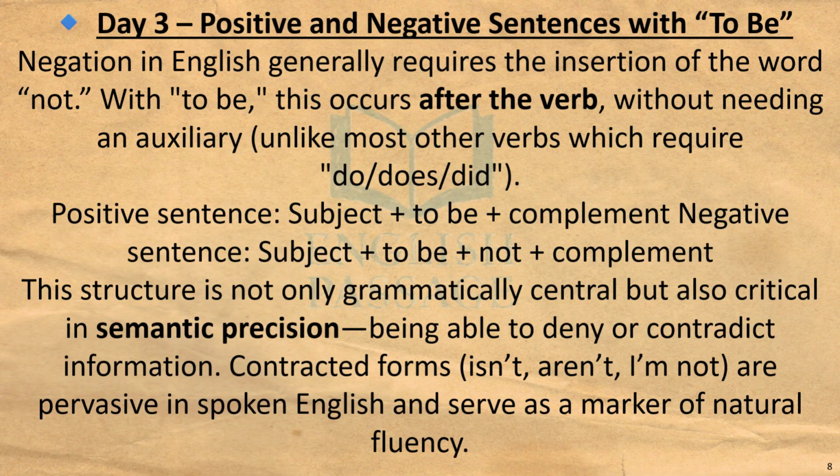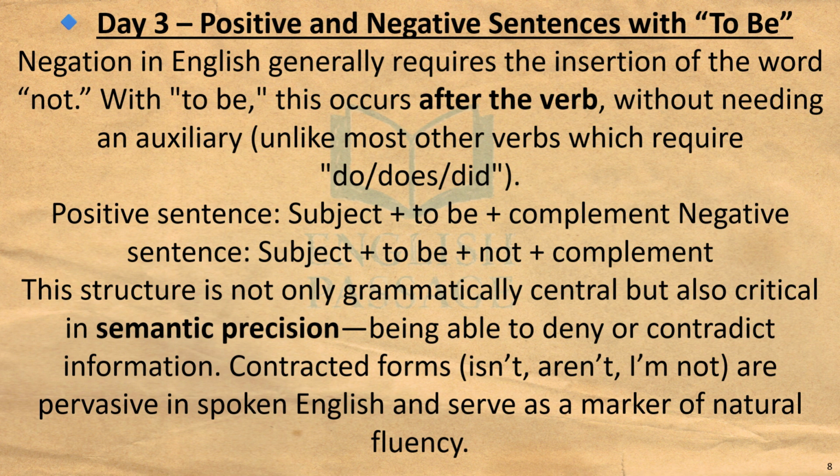Day 3. Positive and negative sentences with to be. Negation in English generally requires the insertion of the word not. With to be, this occurs after the verb, without needing an auxiliary, unlike most other verbs which require do, does, did. Positive sentence: subject plus to be plus complement. Negative sentence: subject plus to be plus not plus complement.